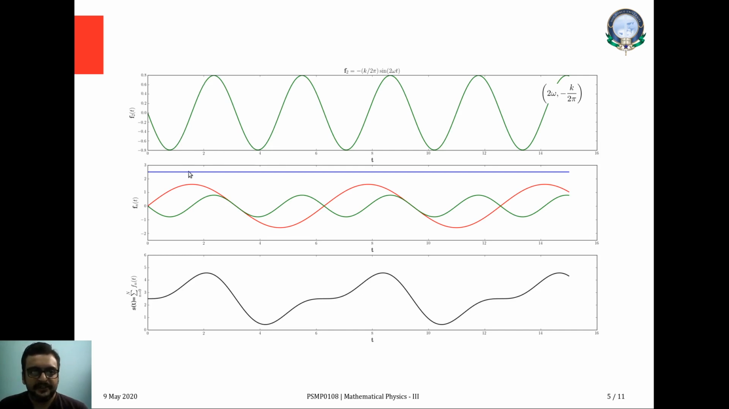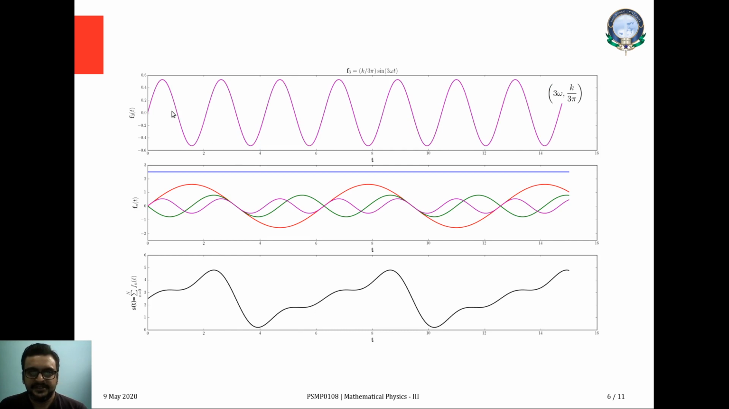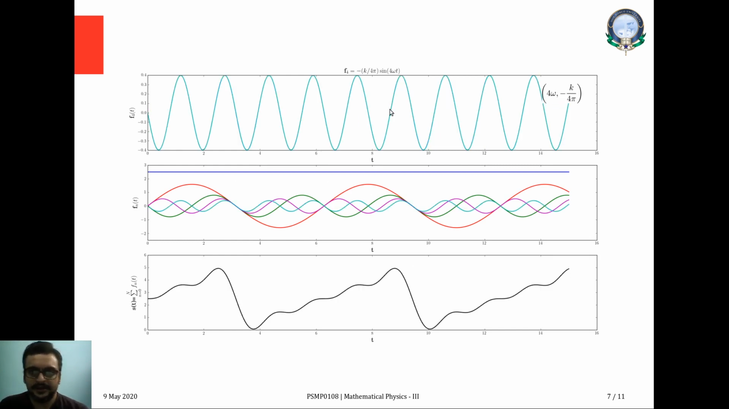So we had a constant term. This was omega, that is the fundamental frequency, and this is the twice omega function. And when we add all of them, we get something like this. You see, it's already beginning to look like a sawtooth wave. Now again, this is the next component. The next component has got a frequency of thrice omega, and it has got an amplitude of k by 3 pi. This also comes into the mix, and all of them together, you'll get the resultant to be something like this. Then one more frequency component.